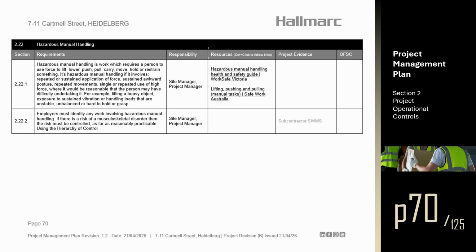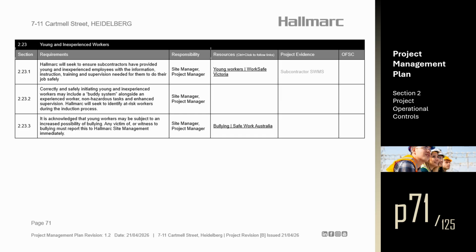Section 2.22.2. Employers must identify any work involving hazardous manual handling. If there is a risk of a musculoskeletal disorder, then the risk must be controlled, as far as reasonably practicable, using the hierarchy of control. Section 2.23. Young and inexperienced workers. Section 2.23.1. Hallmarc will seek to ensure subcontractors have provided young and inexperienced employees with the information, instruction, training, and supervision needed for them to do their job safely.